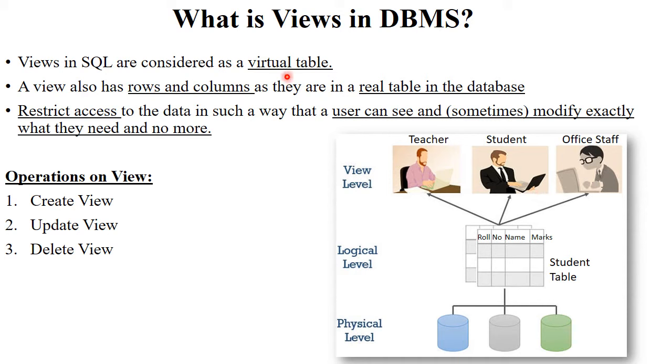So these views are called virtual tables, right? It means you can view the particular table as per the restriction, as per the authorized person or as per the requirement. So this is called a view. You can perform these operations on a view: create view, update view and delete view. We already discussed the physical level, logical level and view level structure in the previous session. I have mentioned the link of that video in the description box. So view means your virtual table, and every user has a different view.